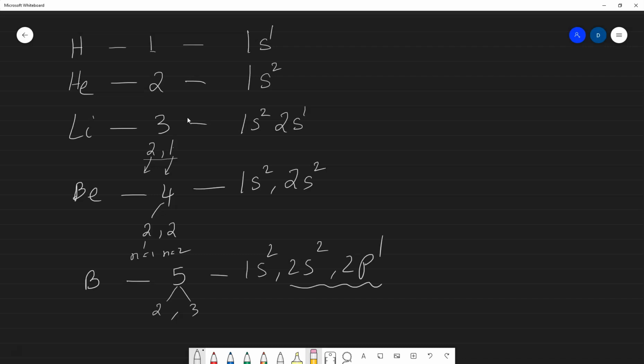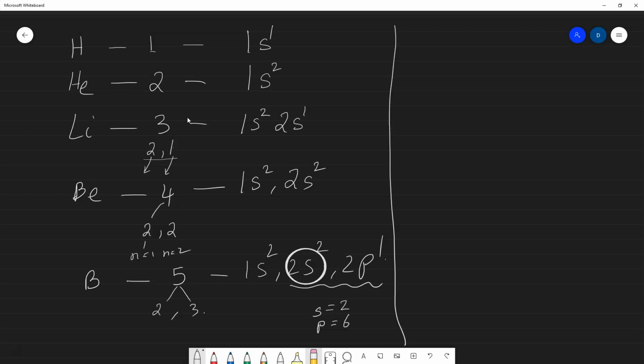So here you know that in the second shell you got S subshell and P subshell. S can have a maximum of 2, P can have a maximum of 6. So after it takes up the S subshell, the fifth electron will go in the P subshell, 2p1. So try this without writing at the GCSE level.